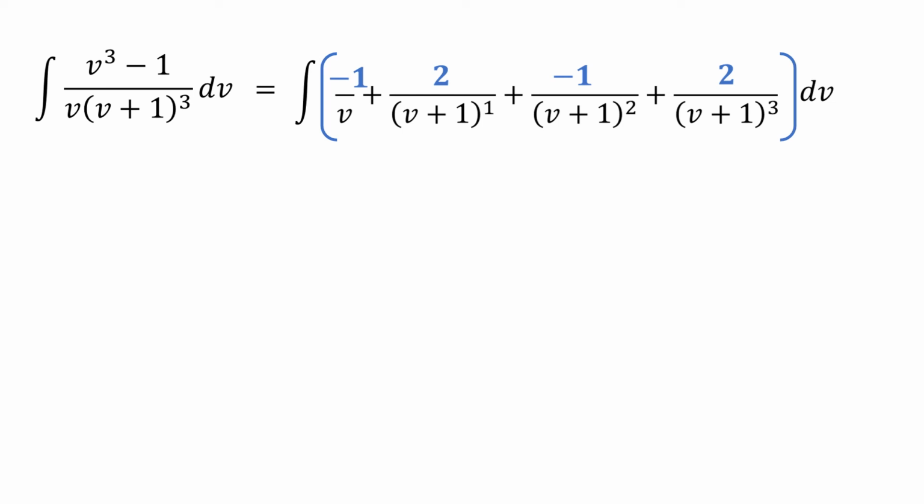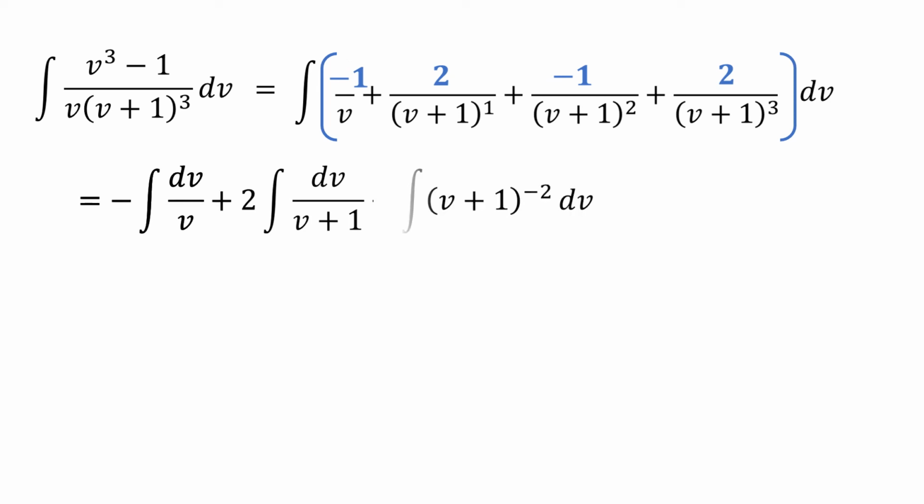From here, we will expand it further so that we could easily integrate each of the terms of the integral, so that this will become negative integral of dv over v, which is the first term, plus 2 times the integral of dv all over v plus 1, minus the integral of the quantity v plus 1 raised to -2 dv. And the last term, if we expand that, will become plus 2 times the integral of the quantity v plus 1 raised to -3 dv.